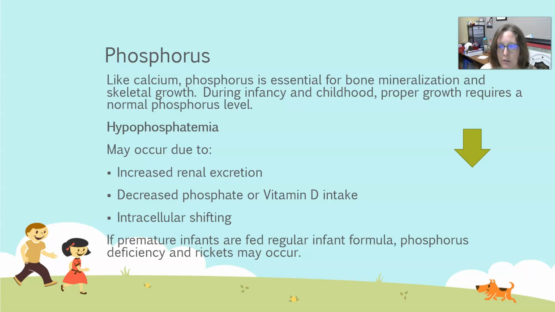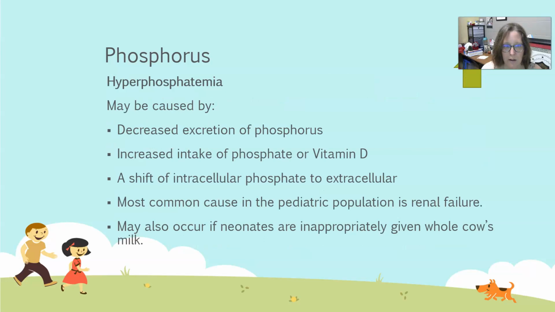And during infancy and childhood, proper growth requires a normal phosphorus level. So hypophosphatemia, not having enough phosphate in the blood, can occur due to increased renal excretion, decreased phosphate or vitamin D intake, and intracellular shifting. A lot of phosphate can be used as intracellular buffer and other functions inside the cells. So, in premature infants, if they are fed regular infant formula versus preemie infant formula, phosphorus deficiency and rickets can occur.